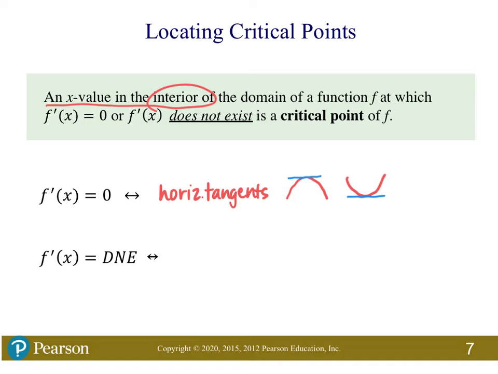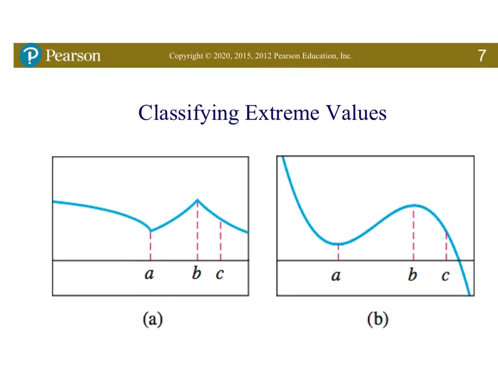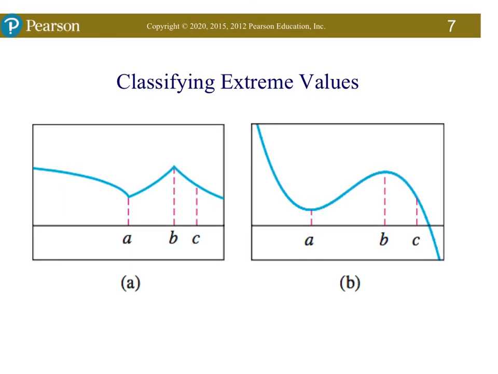Or when the derivative does not exist, you're going to have a corner or a cusp. So that could be where you have the corner of a graph. Or where you have a cusp. Remember, a cusp kind of looks like a wave, like that. That also is a critical point. So visually, you got to know what you're looking for. So let's practice here.